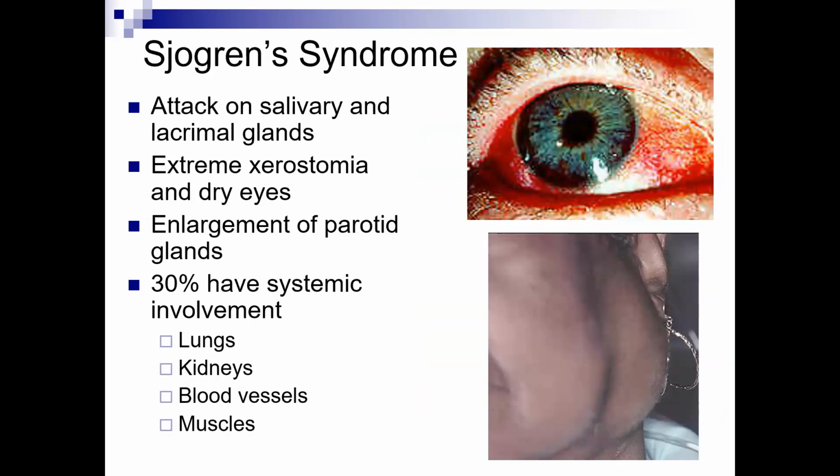We have Sjogren's syndrome, think dry, very dry. So this is an attack on salivary and lacrimal glands, extreme xerostomia, dry eyes. We have the enlargement here of parotid glands. These patients are definitely going to need our attention because they have no saliva. 30% have a systemic involvement with the lungs, the kidneys, blood vessels, and muscles.